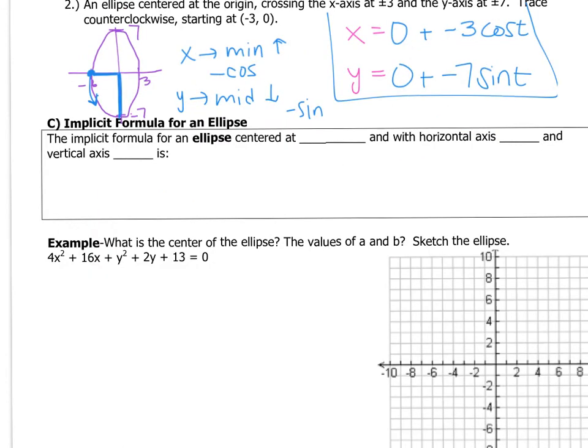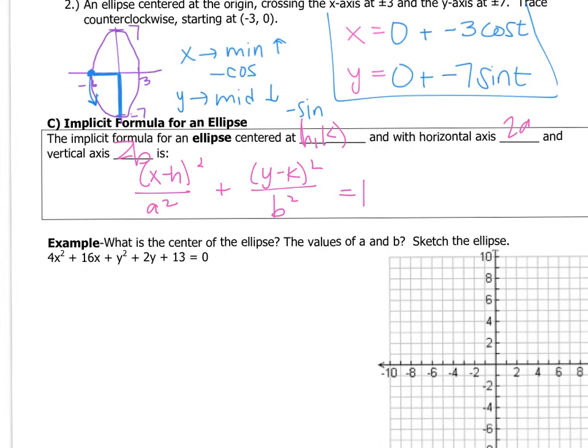All right, last little bit here is looking at the implicit formula for an ellipse. The implicit formula for an ellipse centered at (h, k) with a horizontal axis 2a and a vertical axis 2b is given by (x minus h) squared over a squared plus (y minus k) squared over b squared equals 1.